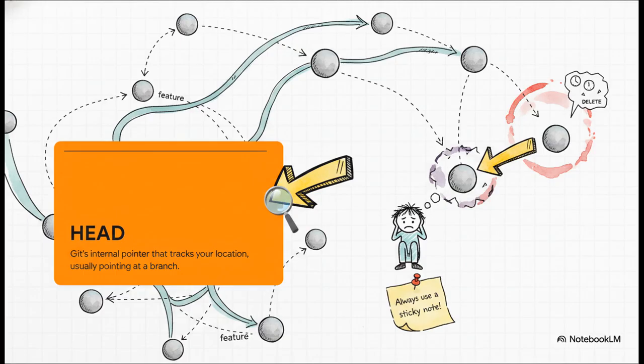I actually knew a developer who once checked out an old commit to test something, found a bug, fixed it, committed the fix, and then swapped back to main. Because they weren't on a branch, they didn't have a sticky note, that fix was instantly orphaned and eventually got swept away by Git's garbage collection. 2 whole hours of work, just gone. The takeaway here, always use a sticky note.